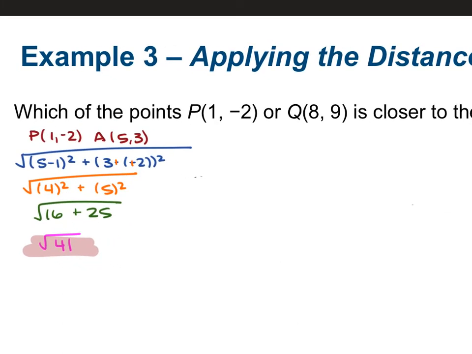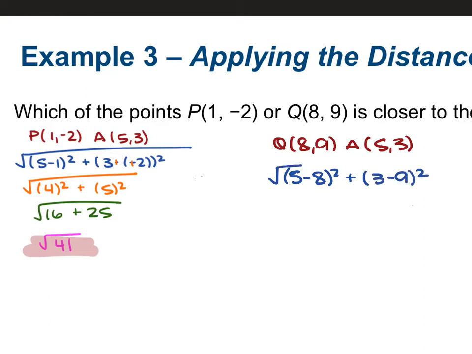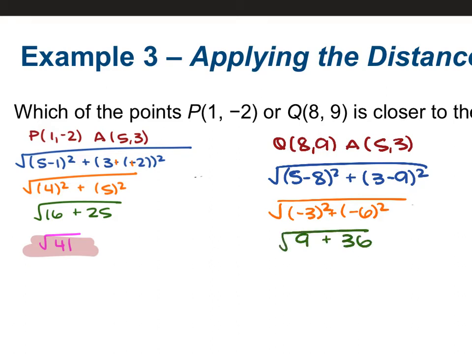When we do the Q and A, so Q is 8, 9, A is 5, 3. We have the square root of the difference of our x values, that's 5 minus 8 squared, plus the difference of our y values squared, so that's 3 minus 9 squared. So the 5 minus 8 gives us -3 squared, and the 3 minus 9 gives us -6 squared. So we just add these once we find them. The 3 squared is 9, 6 squared is 36. So this gives us the square root of 45.